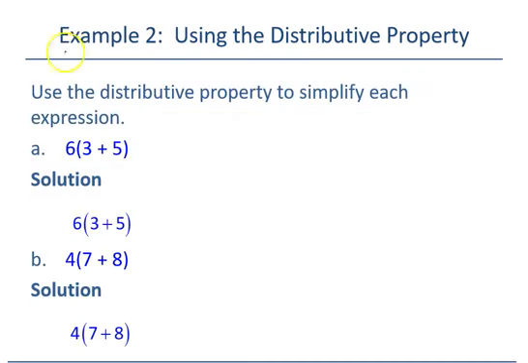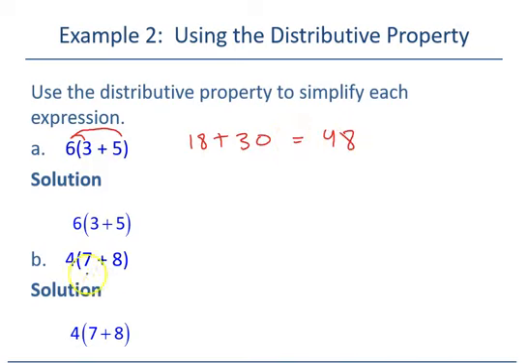So, use the distributive property to simplify each expression. What we're going to do is multiply from here to here, and then multiply from here to here. So 6 times 3 is going to be 18. Then we're going to have the plus, and then we're going to do 6 times 5. Well, 6 times 5 is 30. And then we can just add those together, and we get 48.